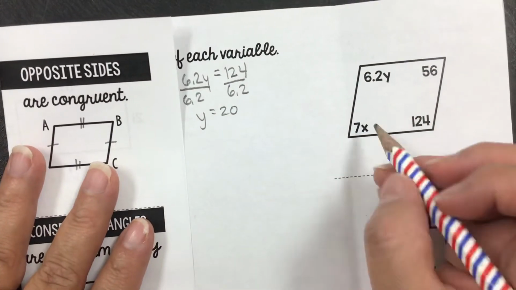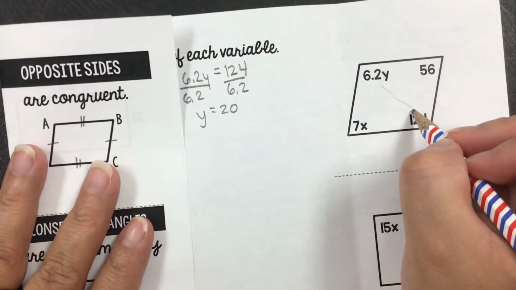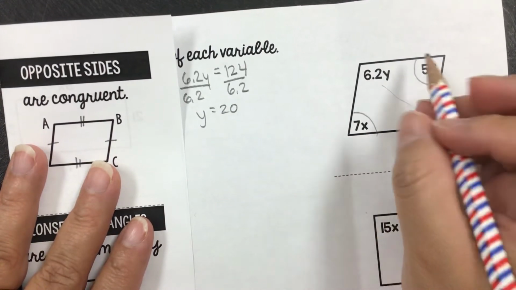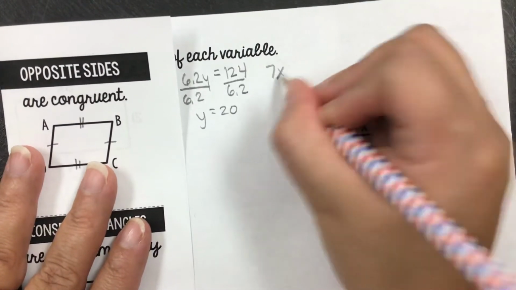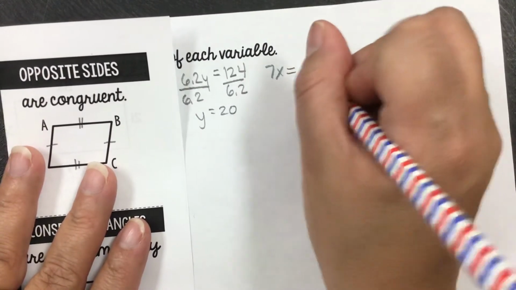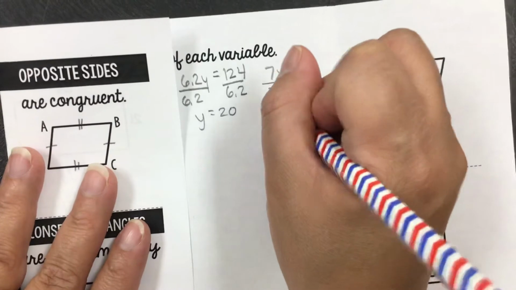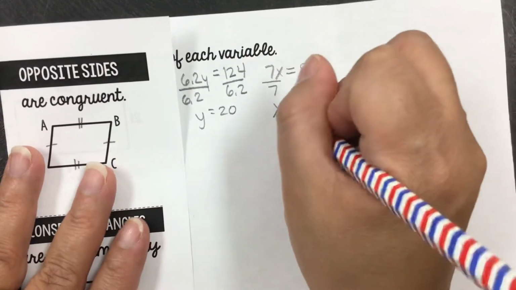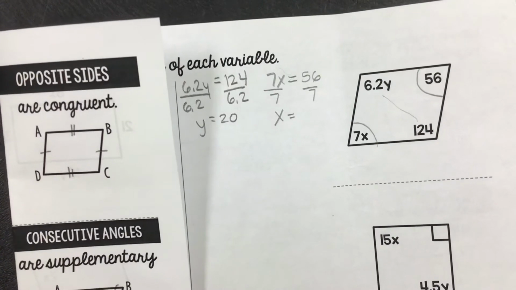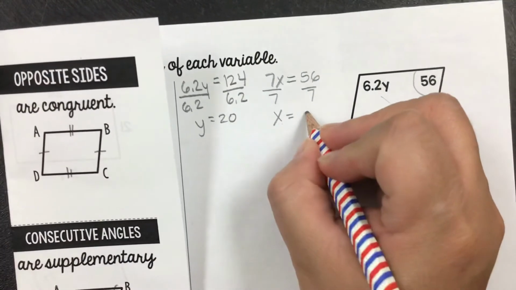We will also have, so these two are equal to each other, and these two will be equal to each other. So I have 7x is equal to 56. Divide by 7 to both sides. X is equal to 8.